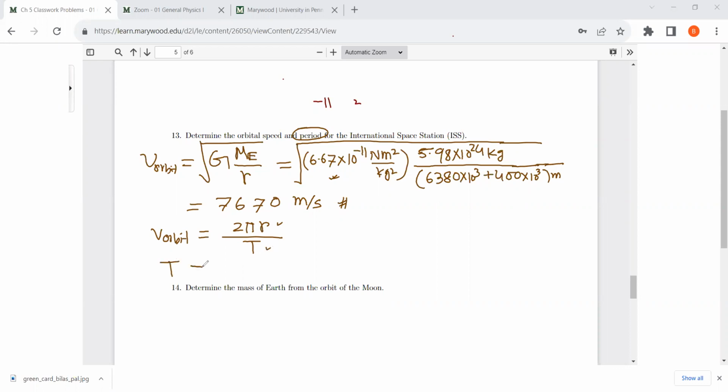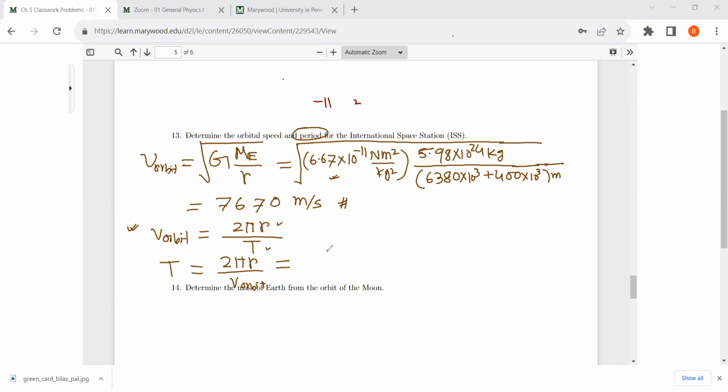So by solving these, we can find the time period. For the time period we have a complicated equation, but we don't need that complicated equation for this problem because we already know the speed. So this is the simple equation we should use. It doesn't mean that using the complicated equation you cannot determine the time period. You can, but this is the easiest way.